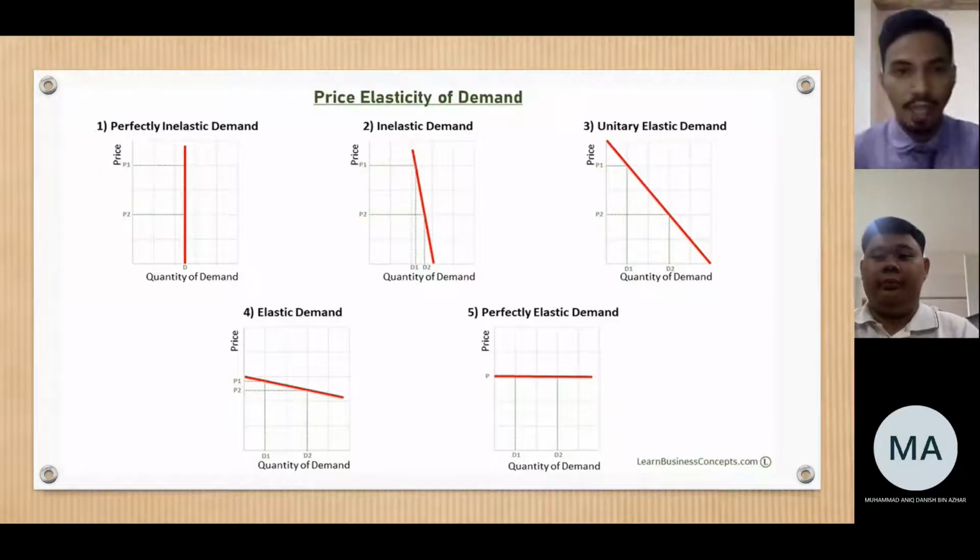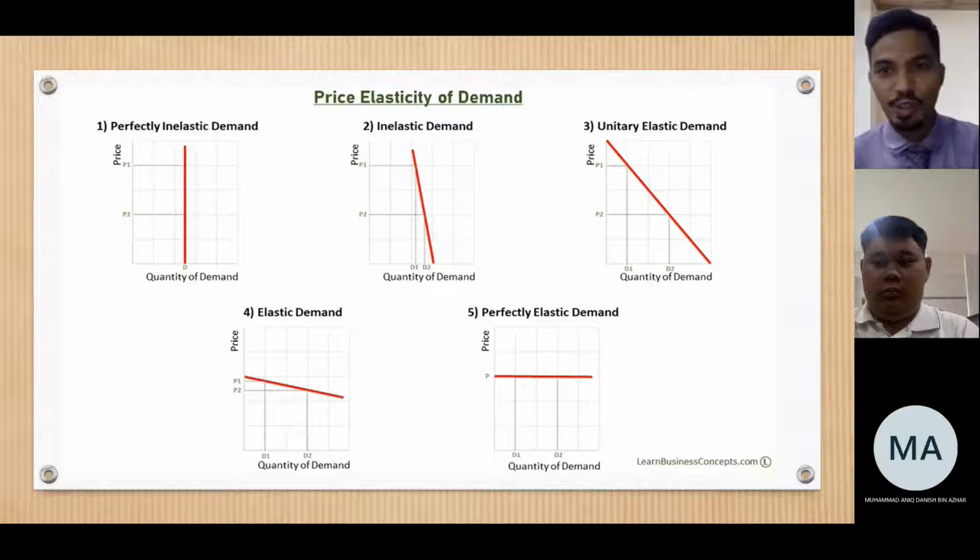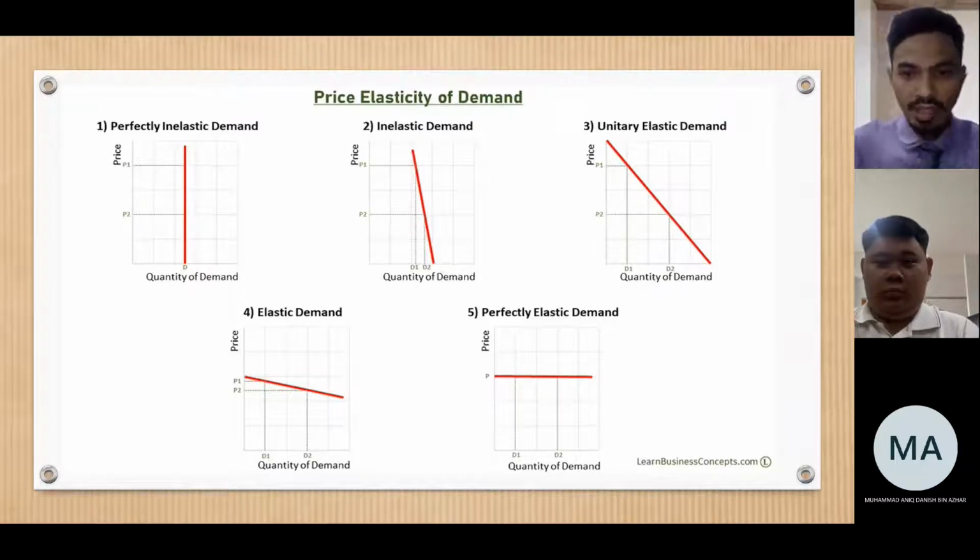This is the price elasticity of demand graph. The first one is perfectly inelastic demand. The second one is inelastic demand. The third one is unitary elastic demand. The fourth one is elastic demand, and the fifth one is perfectly elastic demand.